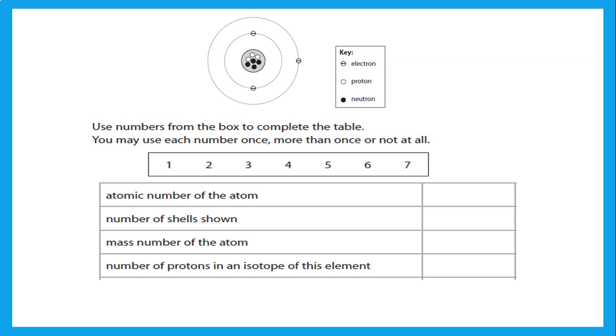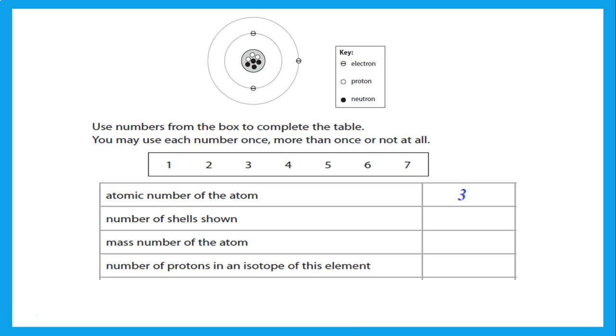This diagram that we have, what is the atomic number of the atom? How do we know atomic number? Atomic number is the number of protons. How do we know which one is protons? He gives me a key that says that the white balls are protons. And even if he doesn't give me the key, I should know that the protons are equal to the number of electrons revolving around it. So if I have 3 electrons, that means I must have 3 protons. So that's the atomic number.